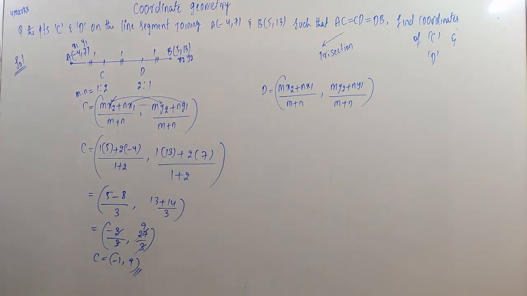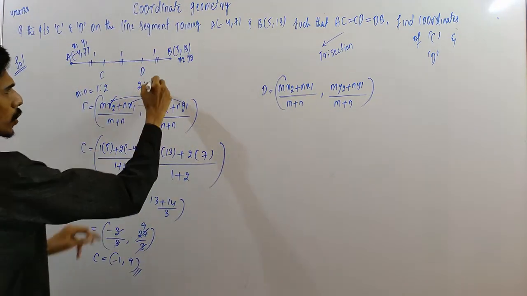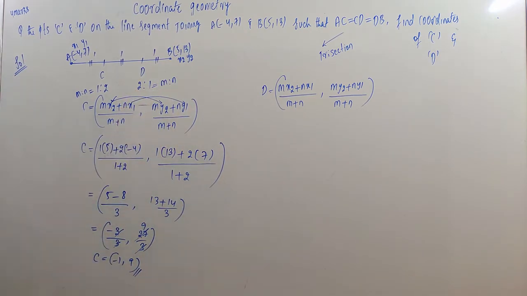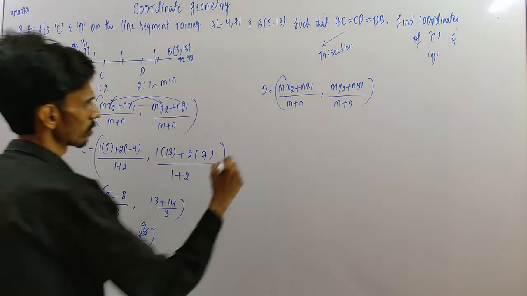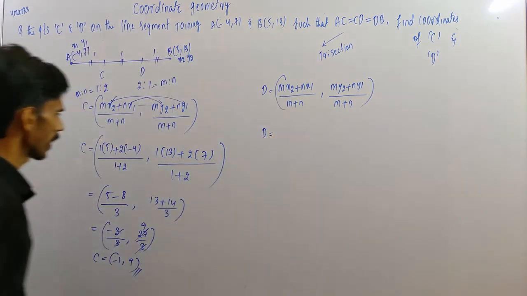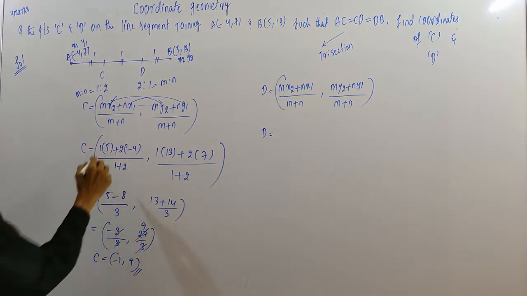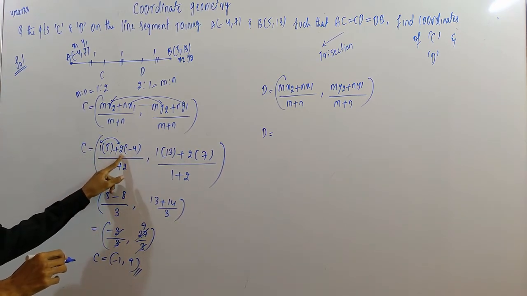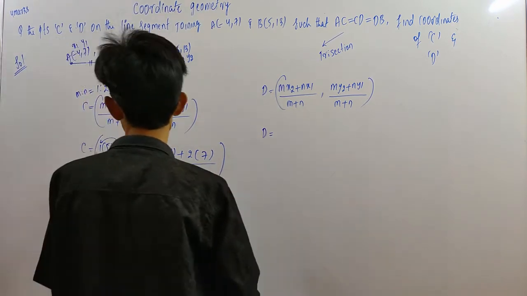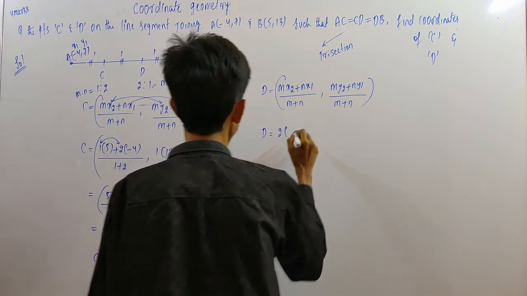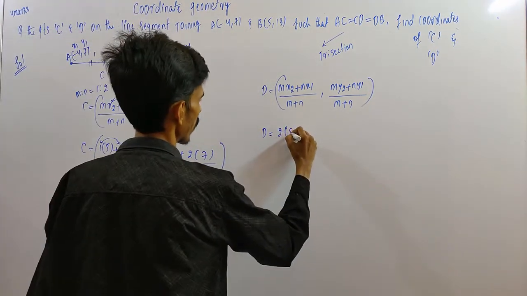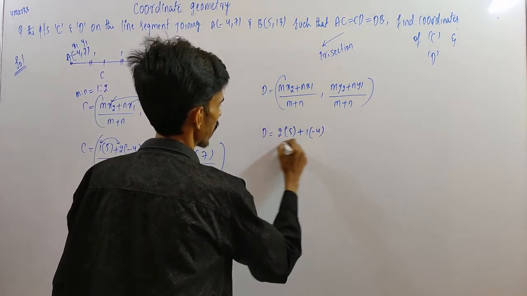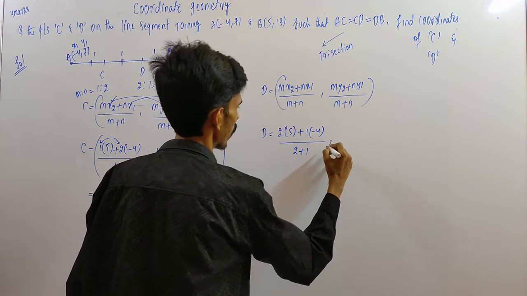But the difference is the m value. For D, we have the ratio m:n, a different value of m:n. Now we can even take a shortcut: just interchange these two values. In place of 1 write 2, in place of 2 write 1. So we have 1 into 5, instead write 2 into 5 plus 1 into -4, divided by 2 plus 1.